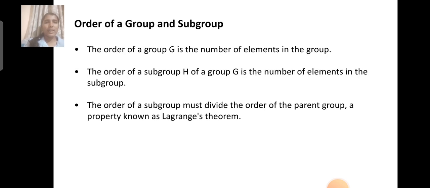Order of a group and a subgroup. The order of a group G is the number of elements in the group. The order of a subgroup H of a group G is the number of elements in the subgroup. The order of a subgroup must divide the order of the parent group, a property known as Lagrange's theorem.